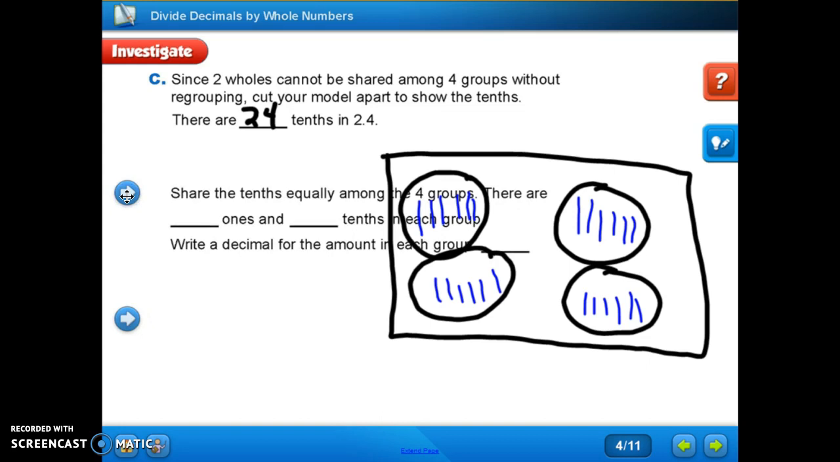There are blank ones. How many ones were there when we started? 2 ones and 4/10. Oh, sorry. Okay, I thought they were asking us what we divided. So in each group, do we have a 1 in there? No, we don't. We only have 6. So there are no 1s. And how many tenths? 6. Write the decimal for the amount in each group. No 1s and 6 tenths.